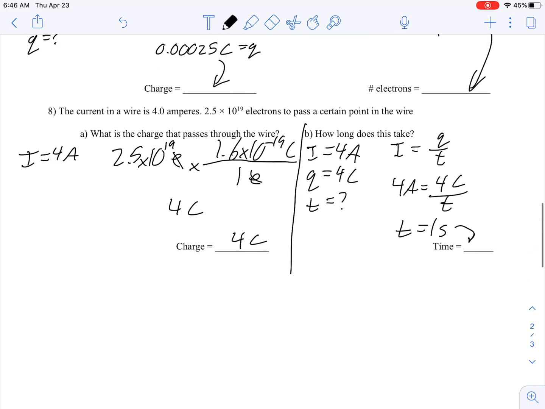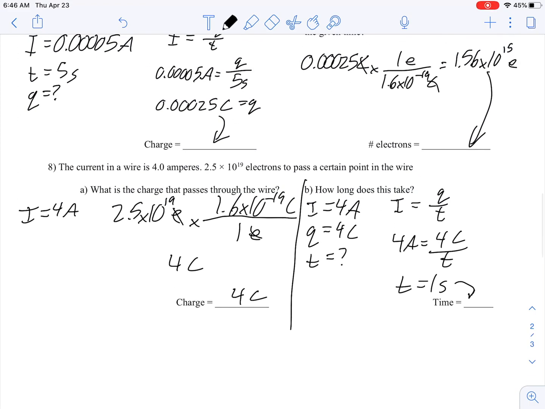All right. So I know this topic's a little bit new, it's a little bit abstract, but as we get working with current and circuits more and more, it'll become easier and easier.